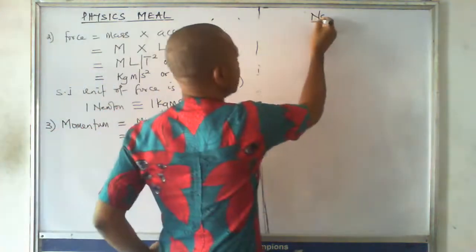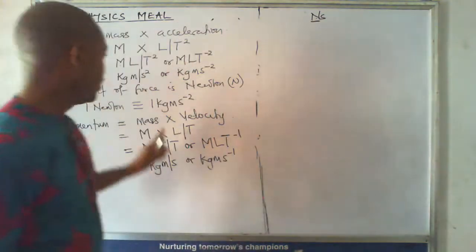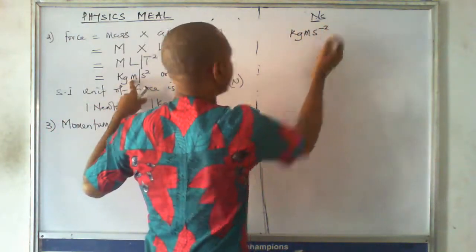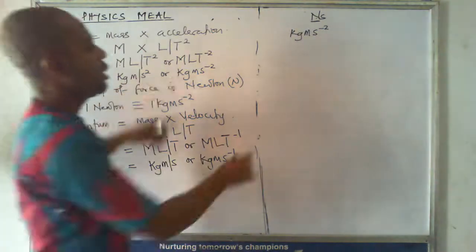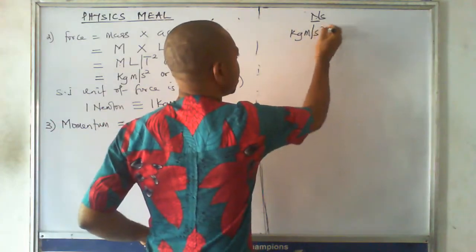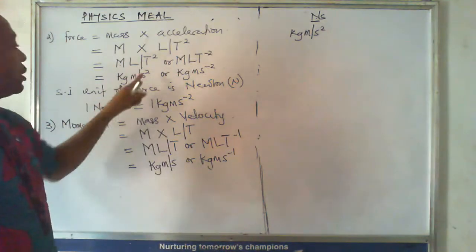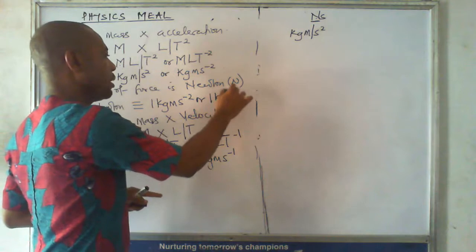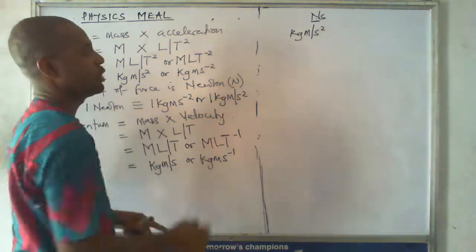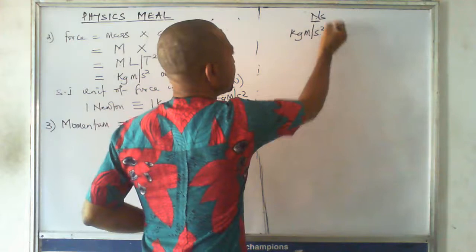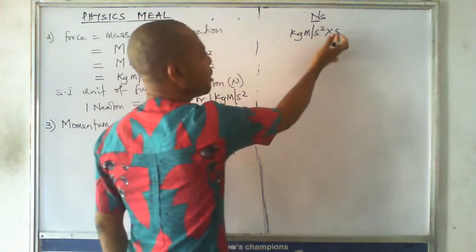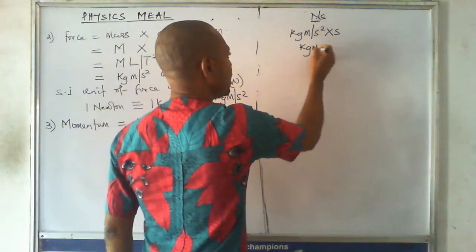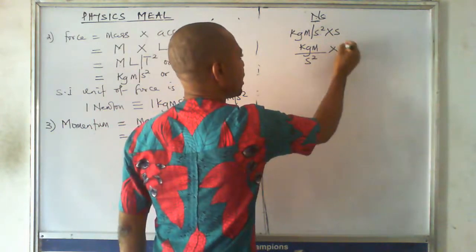All we need to do is to check Newton. What is Newton? Newton is kilogram meter per second squared. That's Newton. We have seen that. 1 Newton is 1 kilogram meter per second squared. So this is equivalent to Newton. So Newton times seconds. Somebody will just make the mistake of multiplying this wrongly. So remember that this is kilogram meter per second squared, then times seconds.